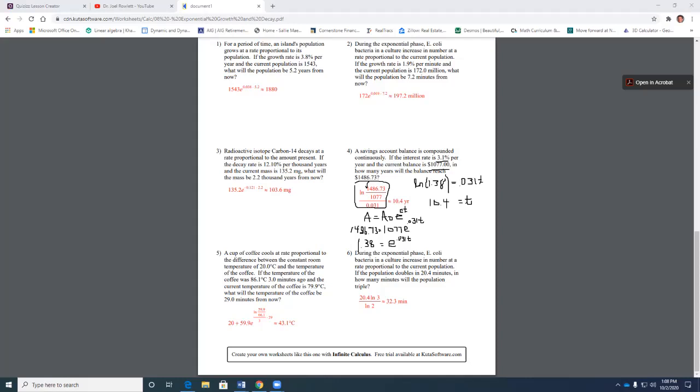So if you happen to invest $1,077 and the interest rate is 3.1% compounded continuously, if you come back in a little over 10 years, let's say almost 10 and a half years, then you will have in the account $1,486.73.